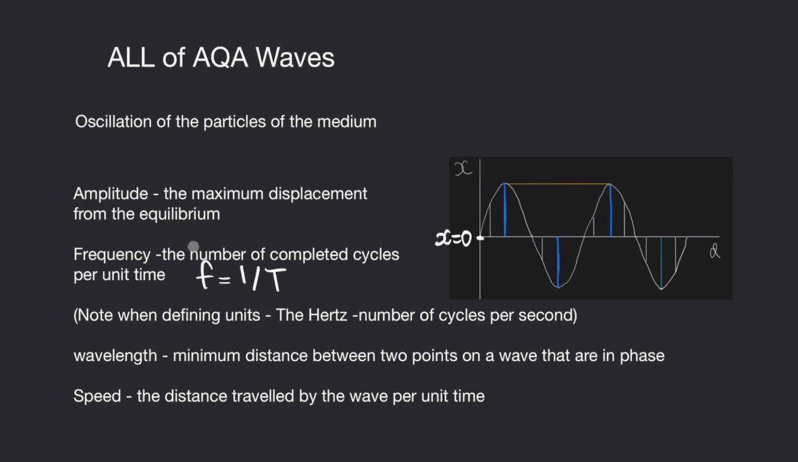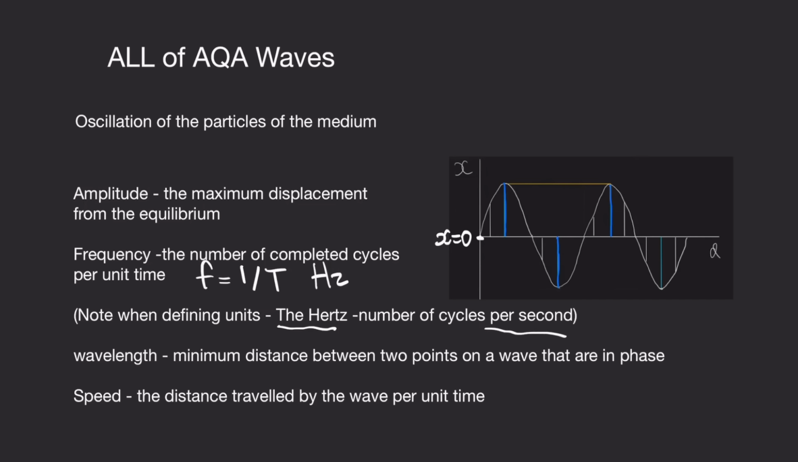Please note that sometimes you're asked to define units. The SI unit for frequency is the hertz. How would we define the hertz itself? Well, that is the number of cycles per second. Remember, if we're defining a unit, we can only define it in terms of other units.